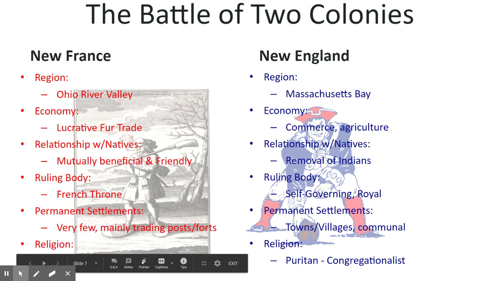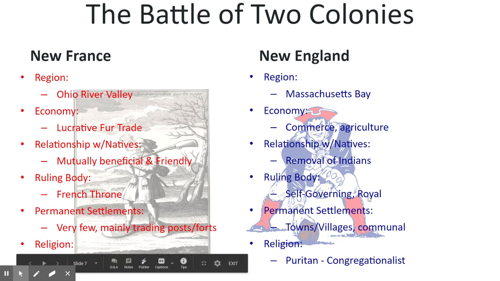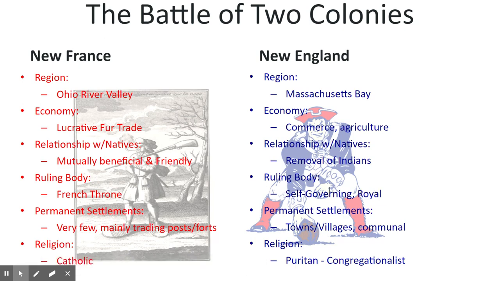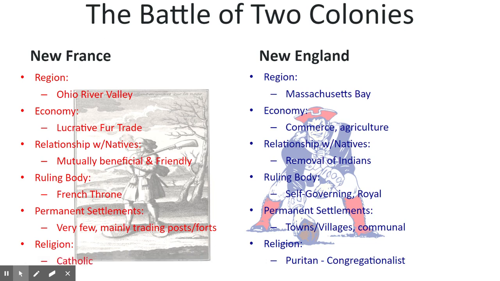New England colonies, mainly in the Massachusetts Bay, is what we're looking at. The economy is of commerce and agriculture. Not a great relationship with the natives. Our whole idea is just removal and encroachment. The ruling body is still royal, but it brings up the idea that the colonists were very self-governed. Salutary neglect is the idea that we're still part of the English crown, but really they've just kind of left us alone. We're very self-governing. There are a lot of towns and villages, huge communities, unlike the French, who have very few of these. And the other thing is they're Puritan or Congregationalist. They're Protestant, so not the opposite of Catholic, but for our purposes, the opposite of Catholic.